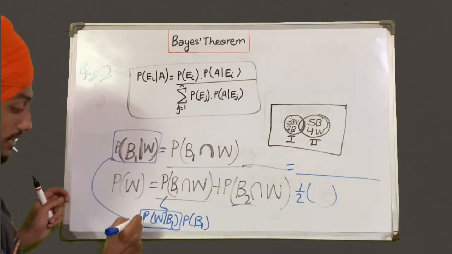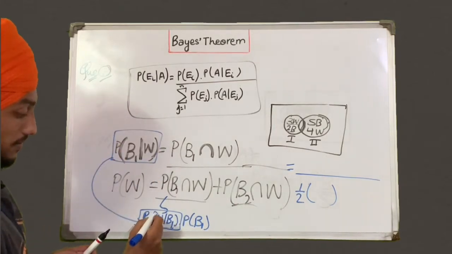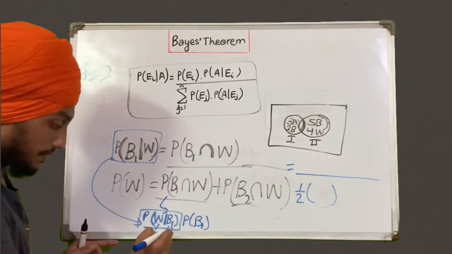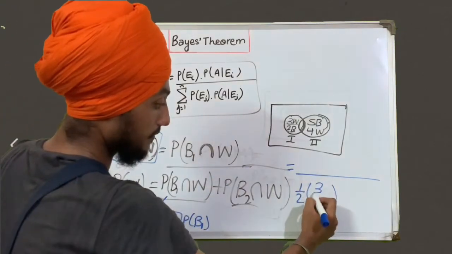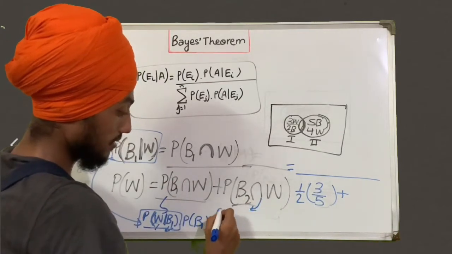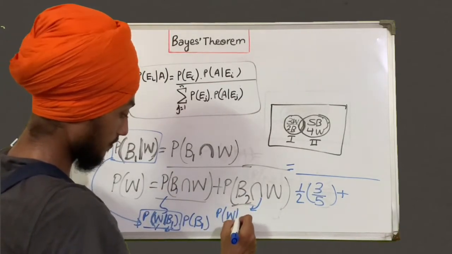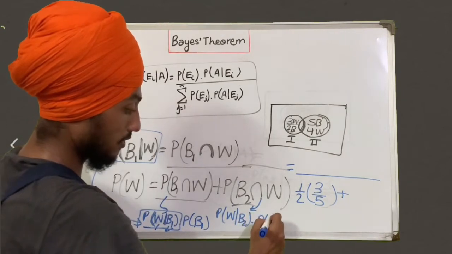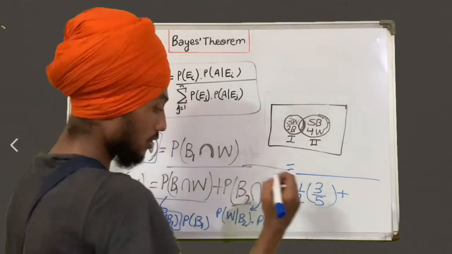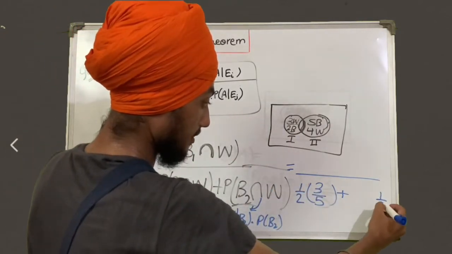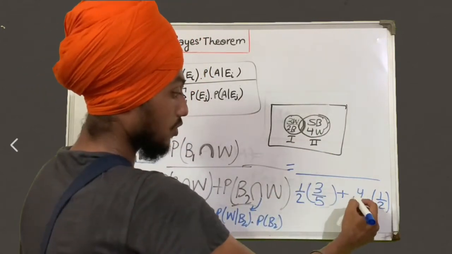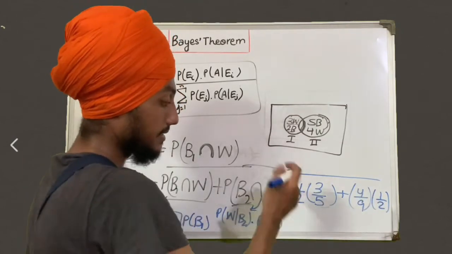There is a very big difference between both of them. The probability of finding a white ball from bag number 1 is simply 3 by 5, and in the second case we have the probability of finding a white ball from bag number 2 times the probability of bag number 2, using the multiplication theorem. So we write 1 by 2 here, and the probability of a white ball from bag 2 is 4 by 9. So that's the case.